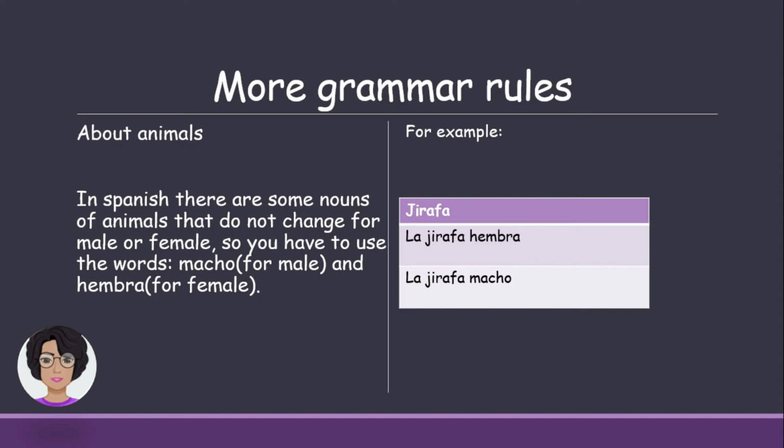noun. Therefore, we have to use the article la, so we would say la jirafa, but as that word cannot be changed, we have to specify if we're talking about a male or a female. So we use the word hembra for female. So we would say la jirafa hembra, and for male, la jirafa macho. So you let the other person know that you're talking about the female or the male version.